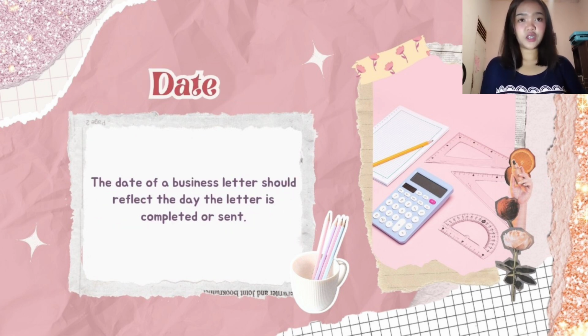The explanation of date. The date of a business letter should reflect the day the letter is completed or sent. There are two types of date. The first one is US, started with date, then the month and year. For example, 20 June 2025. The second type of date is UK or English, started with month, then the date and year. For example, June 20, 2025.